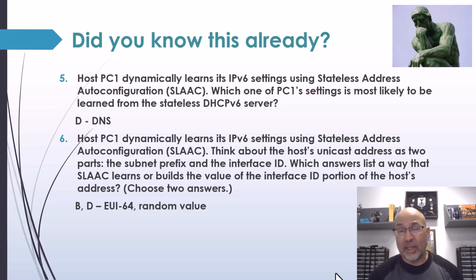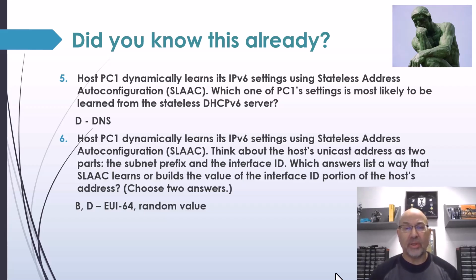PC1 dynamically learns its IPv6 settings using the SLAAC process. Which one of these settings is most likely to be learned from the DHCPv6 server? So, as a reminder, once I learn my prefix from the router, I can build my own address. And if I built my own address, the only thing that I'm missing to be fully functional on the network is DNS. And so that would be the reason for having DHCP.